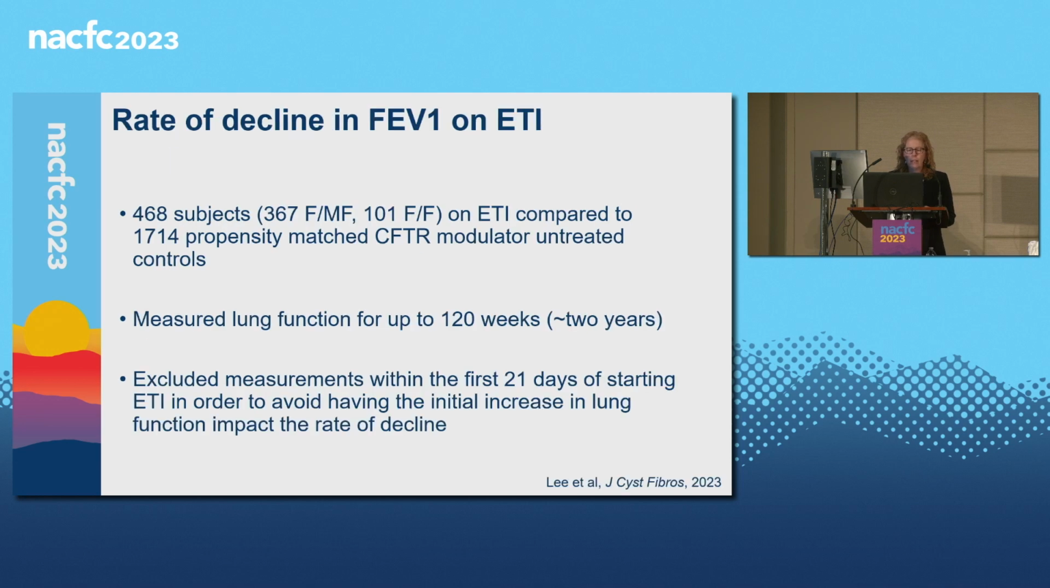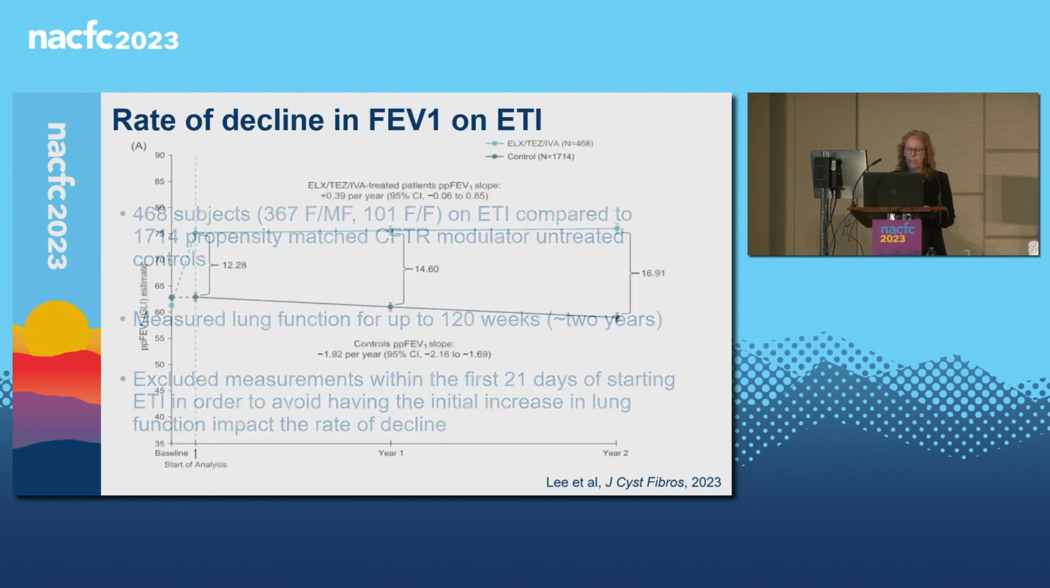But if we look at the literature showing the rate of decline in lung function for those people on ETI, there was a nice paper published this year that followed 468 individuals on ETI and compared this to a propensity-matched control group. And they measured lung function for up to 120 weeks. They excluded the initial improvement in lung function in the first 21 days, because we know that after starting the medication, your lung function often will increase. So they didn't want that to contribute to the rate of decline over time, and they didn't start looking at the change over time until after that 21-day period.